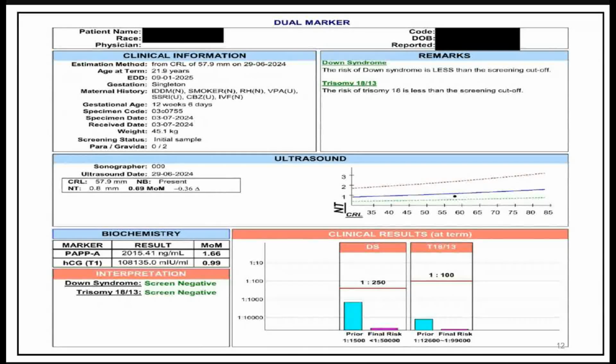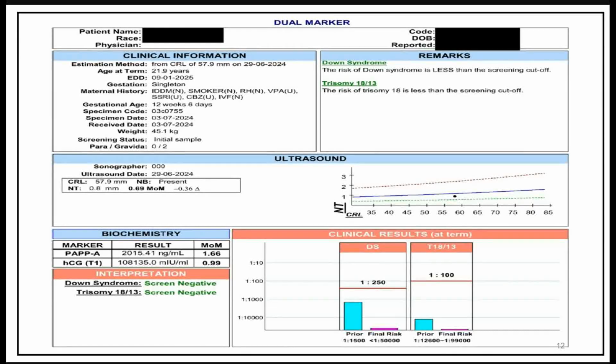Now we have taken into account the ultrasound parameters of CRL, NT, and NB. And we have also taken into account the biochemical parameters of PAPP-A and beta HCG. For this particular gestational age, that is 12 weeks plus 6 days, we have adjusted it using the median values that have been given for 12 weeks plus 6 days, and corrected it for this particular patient using the maternal history, and have calculated a MoM, that is multiples of medians.